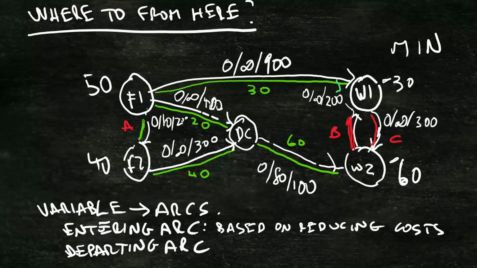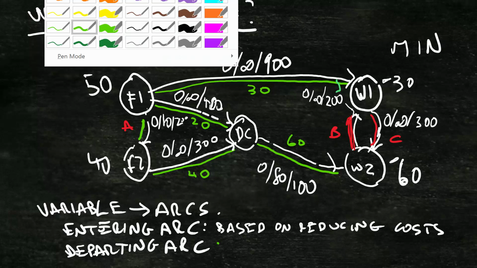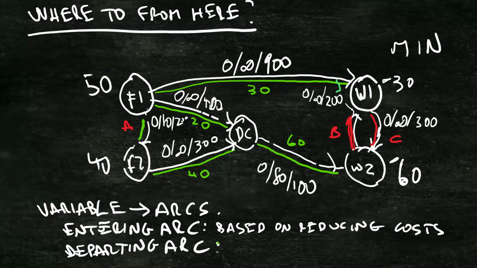So if the arc F1 F2 comes in, then either F1 DC or F2 DC has to be removed, has to be taken out of the spanning tree to avoid the loop. And the question is, which one should be eliminated? So the basis for the departing arc will be based on eliminating loops.